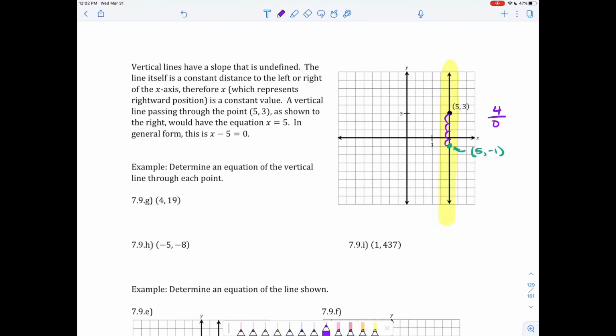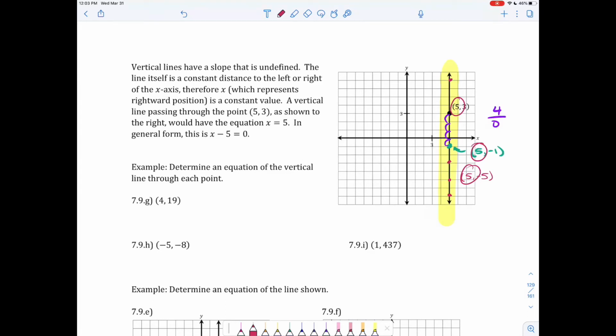Okay. Taking a look at any point on that line, like the one that we have in green, the one that's in black, maybe even this one. This is 5, -5. What's similar about all those? Well, the x value is constant throughout it all, right? The x value here is 5, here is 5, and here is 5. So at any point along that vertical line, our x value is going to remain constant.